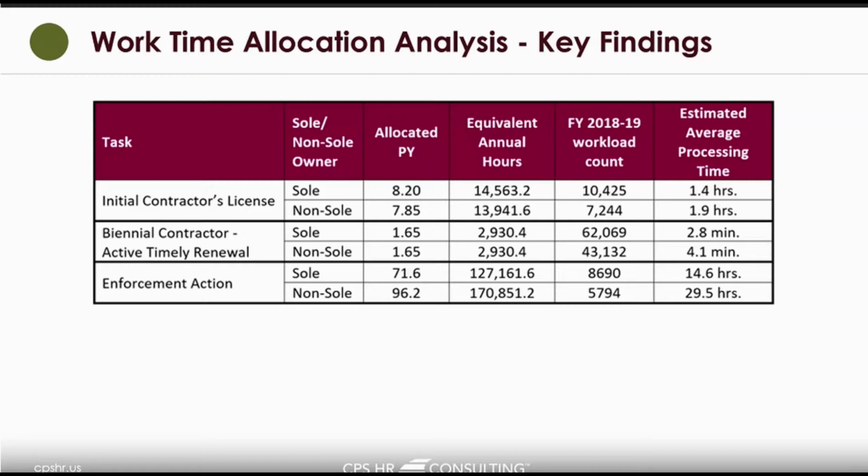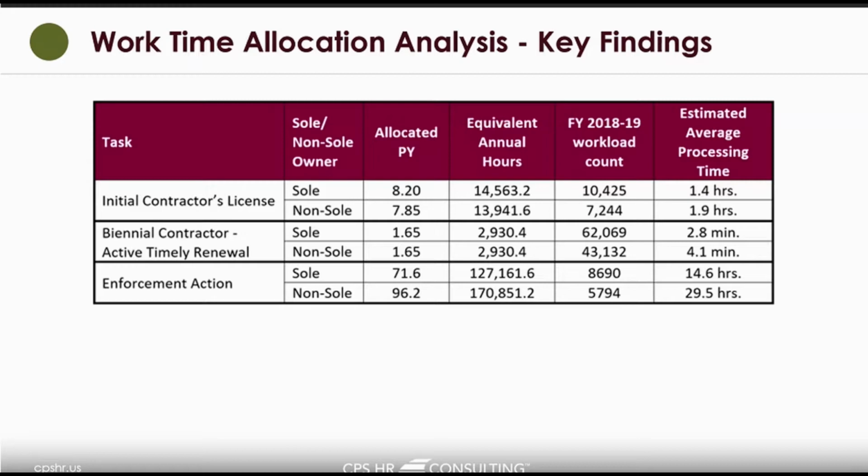You go down to the next section there for the active timely renewal biannual contractors. You'll see that the sole owners take 2.8 minutes on average compared to the non-sole owners. That's 4.1 minutes. Again, for the similar reasons in terms of additional people needing to be verified. The last task there, enforcement actions.